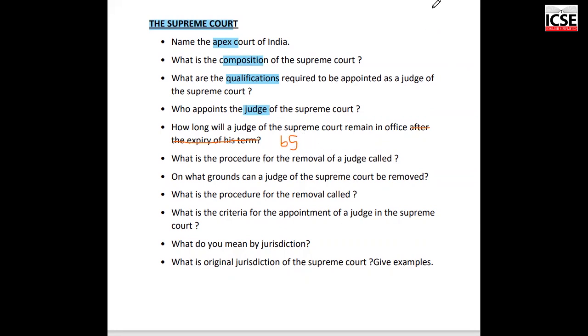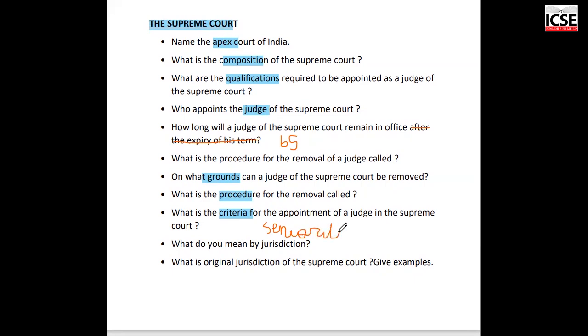What is the procedure for the removal of a judge called? Yes, it's impeachment. On what grounds can a judge be removed? Remember, grounds: proved misbehavior and incapacity. In some books, it's written violation of the constitution. That may also be considered. What is the procedure for removal called? Impeachment. What is the criteria? Now, when they ask you criteria, please mention criteria is seniority.